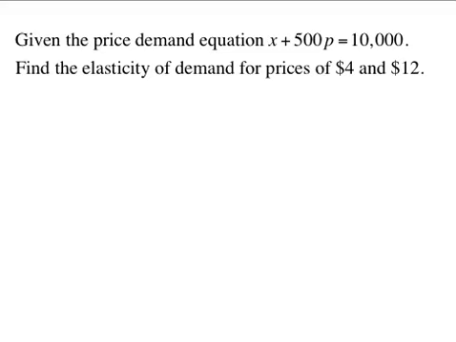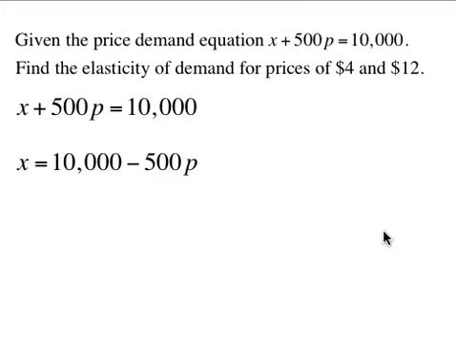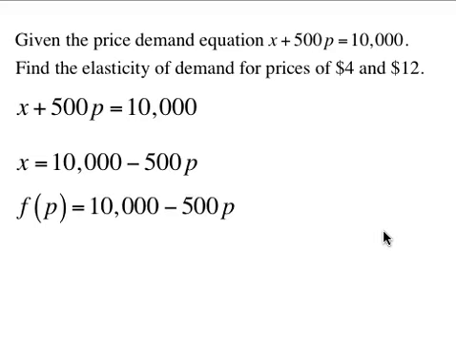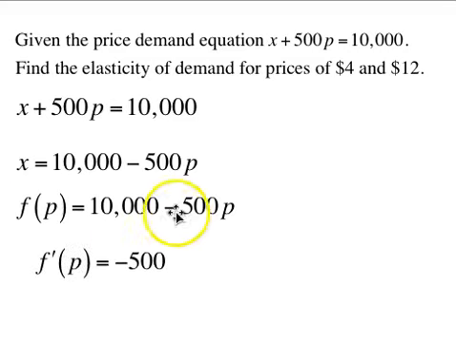Now, our formula had f of p, so I need demand as a function of p. Currently, I have x plus 500p equals 10,000. If I'm going to get demand as a function of p, I'm just going to solve for x. So we get x is 10,000 minus 500p, and now we have our demand as a function of price. I'm going to call that f of p. So f of p is 10,000 minus 500p. The derivative, f prime of p, is just equal to negative 500. So now we have f of p, we have f prime of p, we have everything that we need to go ahead and get our elasticity of demand for prices of $4 a unit and $12 a unit.